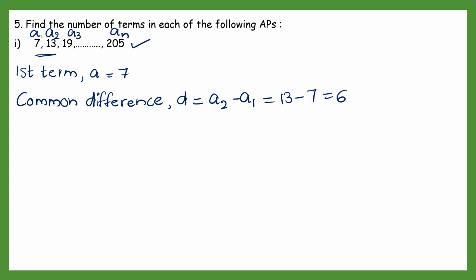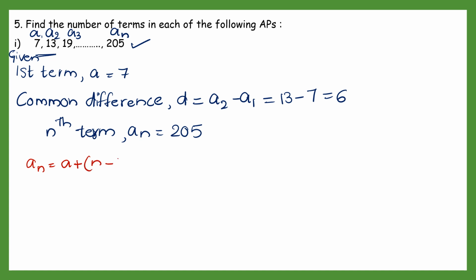Now what else do we know? We know the nth term of the arithmetic progression, An is equal to 205. Now we have this data. Can we find the number of terms in the arithmetic progression? Yes. How can we find? We know the formula: An is equal to A plus n minus 1 into D. Using this formula we can find. So let's substitute the values now. An means nth term, it is 205.